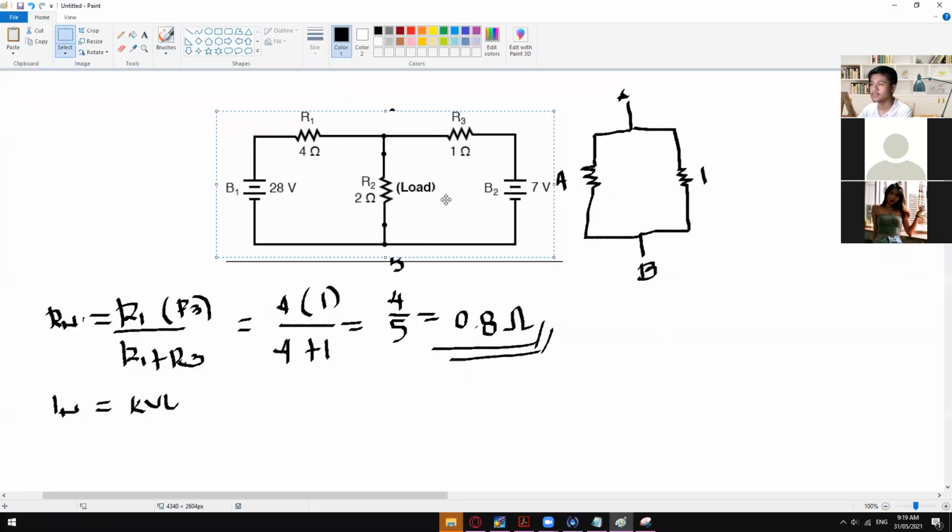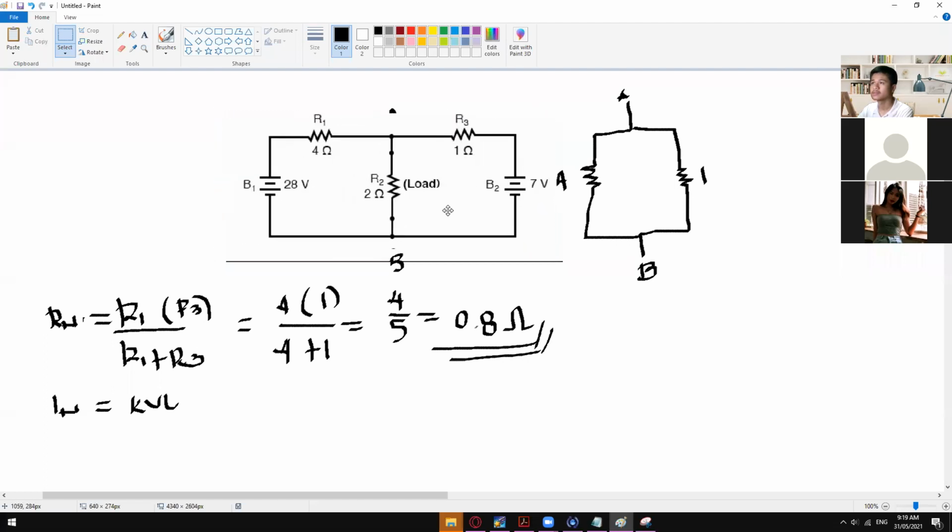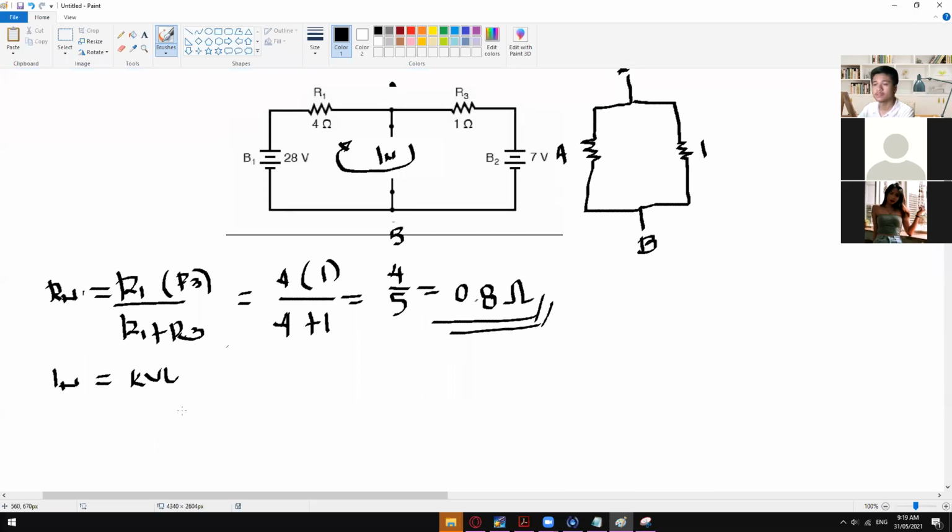So let me just replace this one again. There you go. So removing this one and then solving for IN. So in here, we can assume that we have the same flow of current since this will basically dominate this voltage source right here. So again, we have 28 minus I times 4 and then minus I times 1 and then minus 7 is equal to 0.